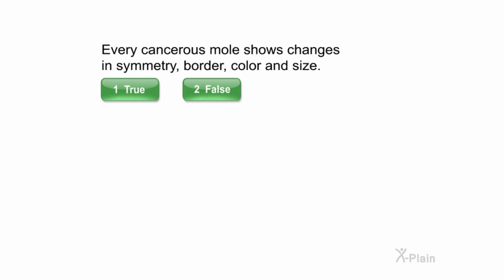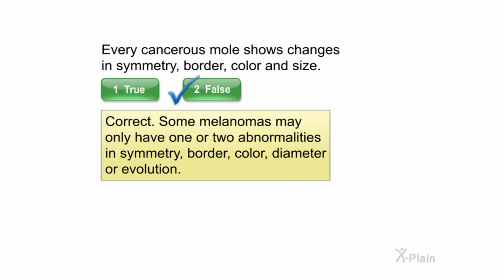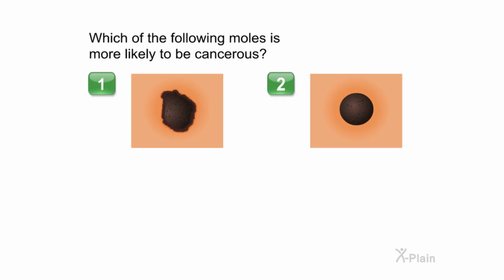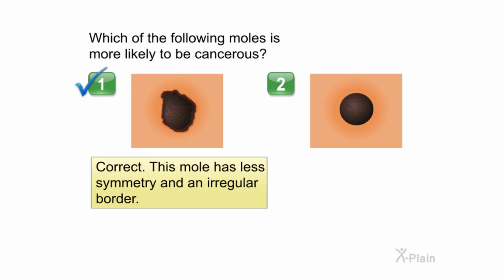Every cancerous mole shows changes in symmetry, border, color, and size. Select true or false. Correct. Some melanomas may only have one or two abnormalities in symmetry, border, color, diameter, or evolution. Which of the following moles is more likely to be cancerous? Choose one of the following options. Correct. This mole has less symmetry and an irregular border.